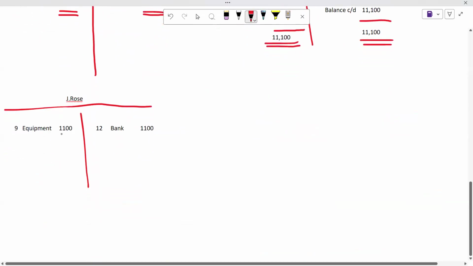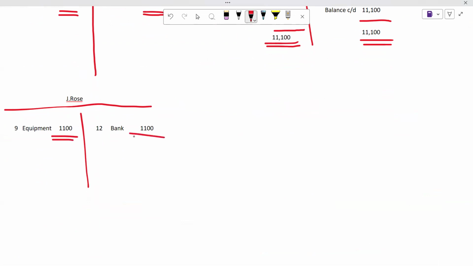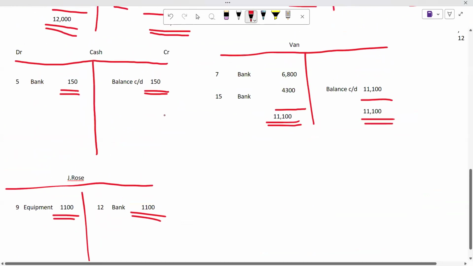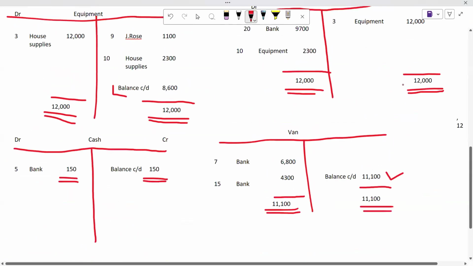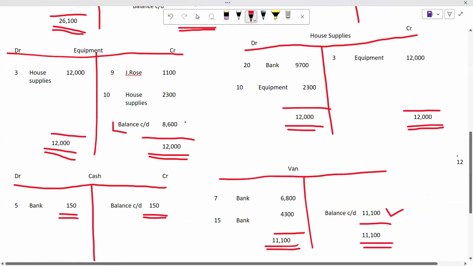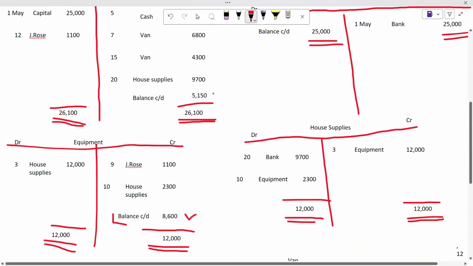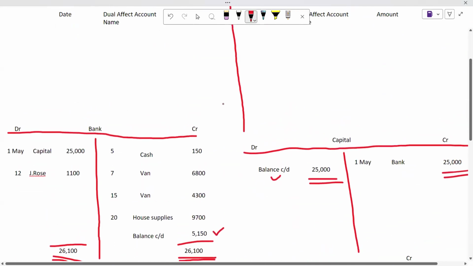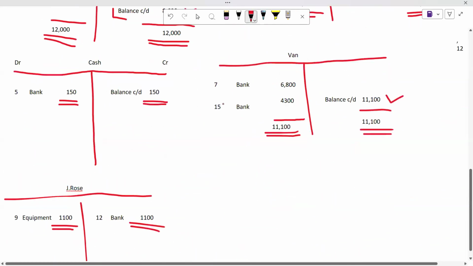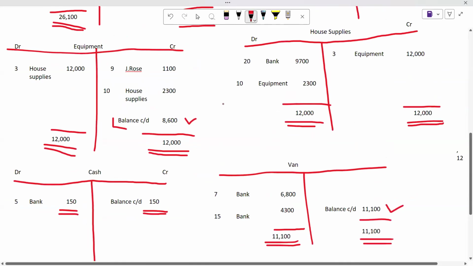And Jiro's account. So it already balances off, right? 1,100, 1,100. So nothing will go to the trial balance. This will go to the trial balance, and this will go to the trial balance, and then this one, right? So we will create the trial balance in the next video. I hope this one makes sense. Now you know how to balance off T accounts and how to close T accounts.